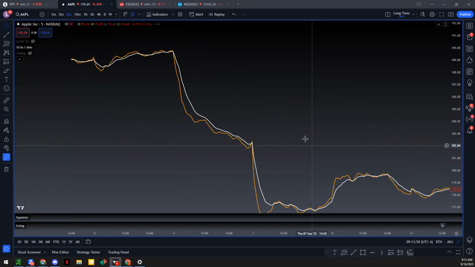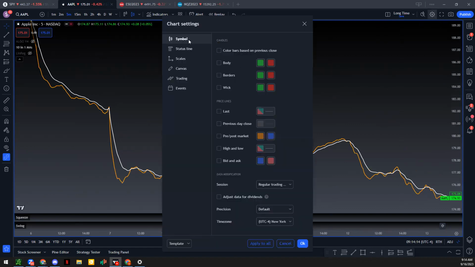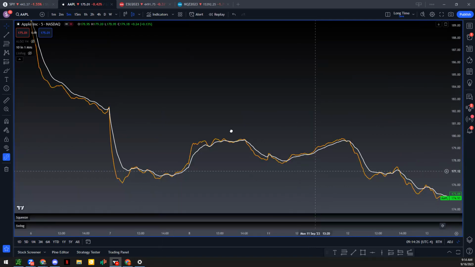Steve, I'm sorry to interrupt you. Can you show me one more time how you turned off your candles altogether? I'm trying to follow. Not a problem. The settings button on TradingView is up here. That cog, charting settings. Then you go to symbol, which is the top one, and you click bodies, borders, and wicks. Got it. I just turned them on and turned them off. Boom, boom, boom. Thank you. Not a problem, brother.